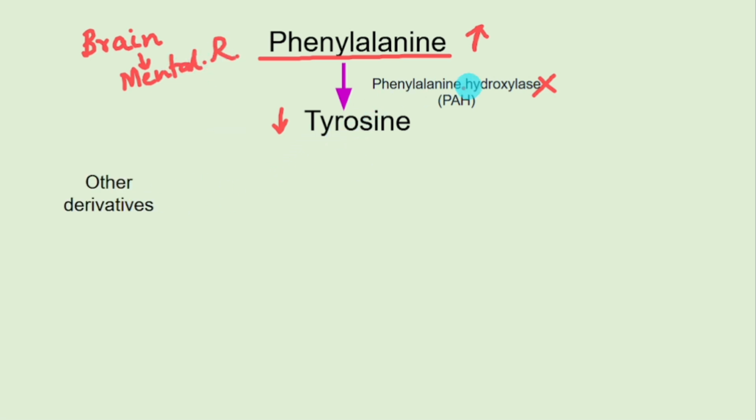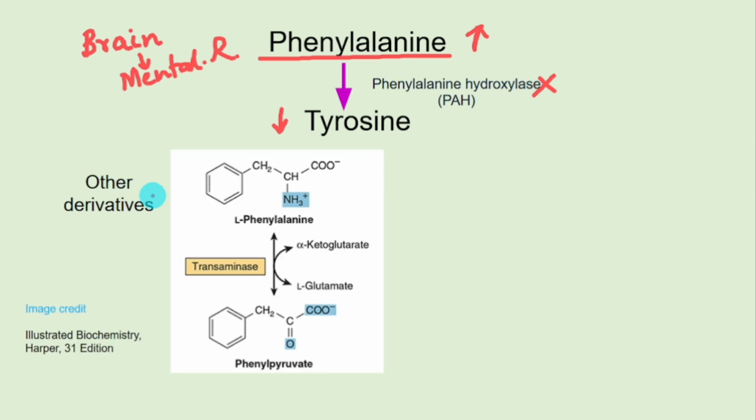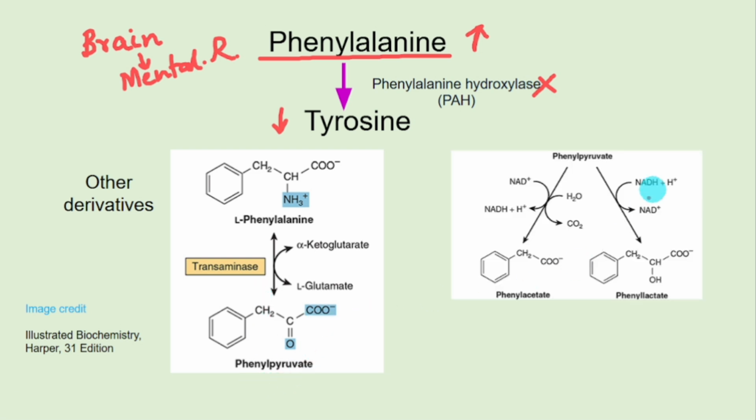So now see, because this enzyme is lost, other enzymes will act on phenylalanine and other derivatives will be produced. So phenylalanine will be acted upon by transaminases. This will produce phenylpyruvate. And then phenylpyruvate is further converted into phenyl acetate and phenyl lactate. So these other derivatives are called phenylketone bodies. These are poorly absorbed in the kidney, so they will be secreted in urine. So another phenotype will be secretion of phenylketone bodies in urine.